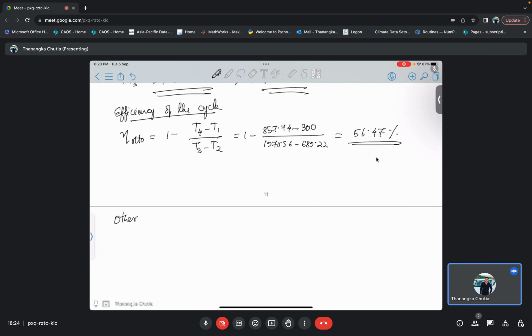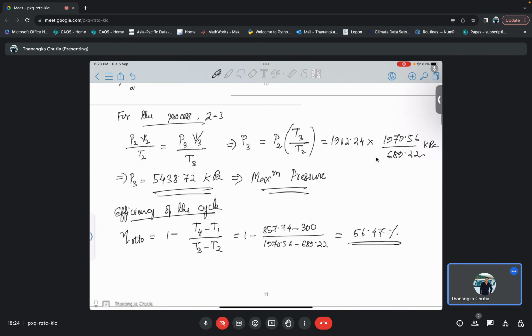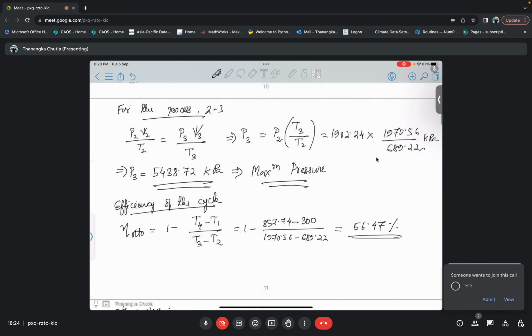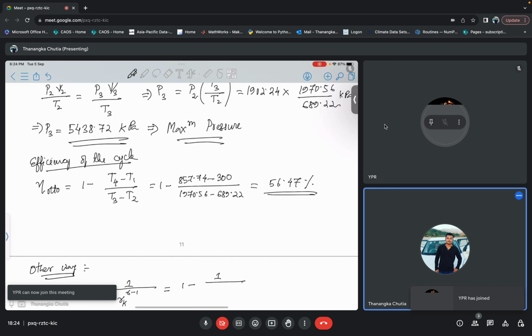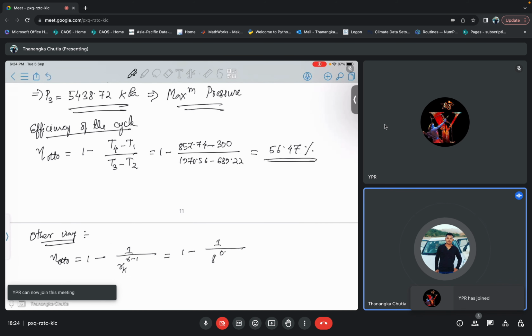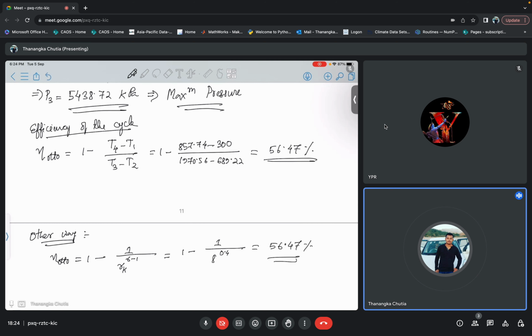Okay, the other way, that means the alternate formula also we can do. Eta auto, if you know the compression ratio, what was the formula? 1 minus 1 by Rk to the power gamma minus 1. So what is my Rk? Rk is 8. Okay, so 8 to the power 0.4. And this one also you will get as 56.47%. So by both the ways you will get the similar answer. Okay, fine.